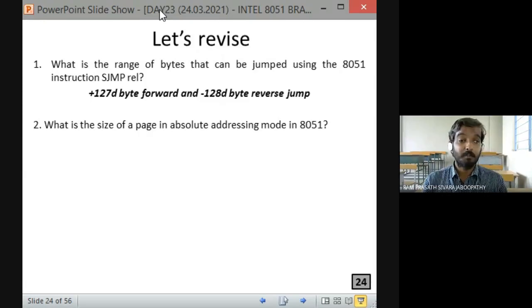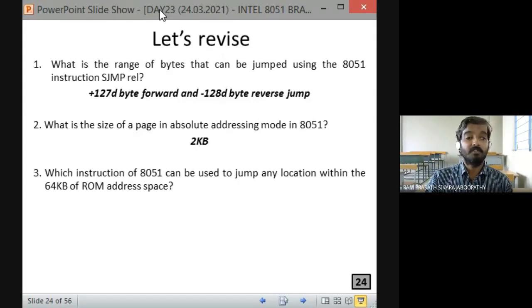What is the size of a page in absolute addressing? Yes, 2 KB, very good. Which instruction of 8051 can be used to jump to any location within the 64 KB of program address space? Jump to any memory location. Yes, very good. LJMP 16-bit address, very good.